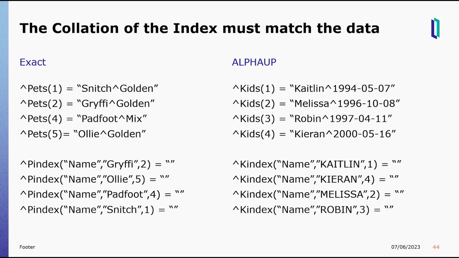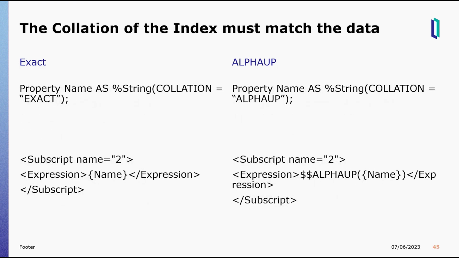That's an old FDBMS collation. So in my mapping definition, I need to make sure that my class definition properly describes these two different cases. So I have exact collation for my pets, and I have alpha up or SQL upper or whatever collation you want, just a collation on the other side. So I need to tell the system.